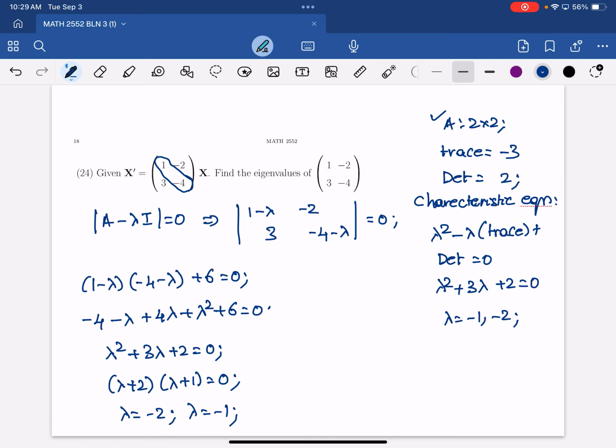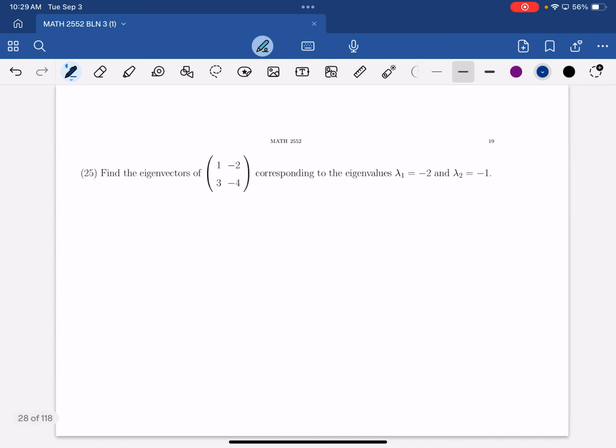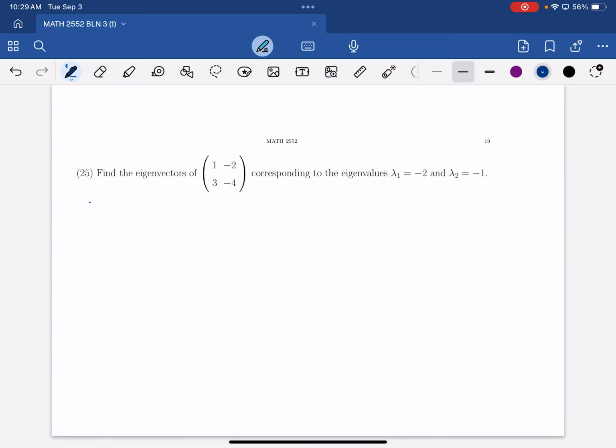Find the eigenvectors. You know it now, right? Do I need to teach you how to find eigenvectors? No, you know it, right? So let's go. Lambda 1 is going to be negative 2. How do you find eigenvectors? A minus lambda 1 times I times V equals 0. So you solve the homogeneous system, right? Do you agree with me on that? In this case, you substitute lambda 1 equals negative 2. So that gives you 3 minus 2, 3, negative 4 minus 2 times V1, V2 equals 0.